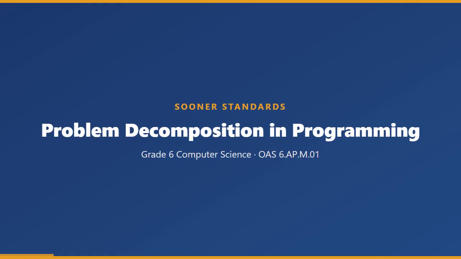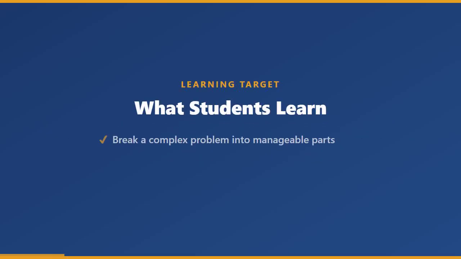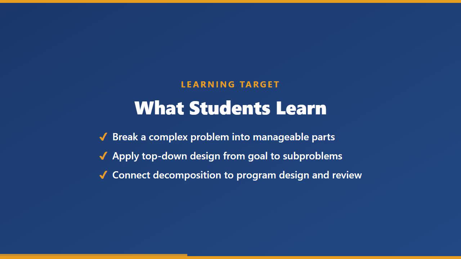From Sooner Standards, Problem Decomposition and Programming, a complete Grade 6 computer science unit for Oklahoma Standard 6.APM01. Students learn to decompose problems into parts to facilitate the design, implementation, and review of programs.